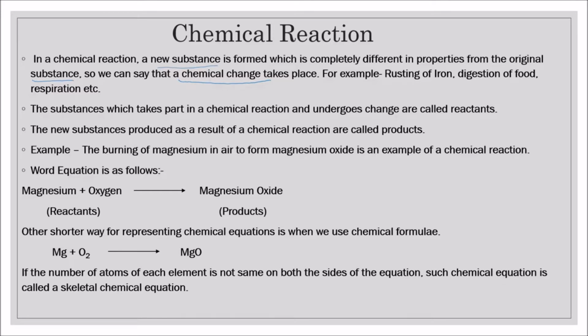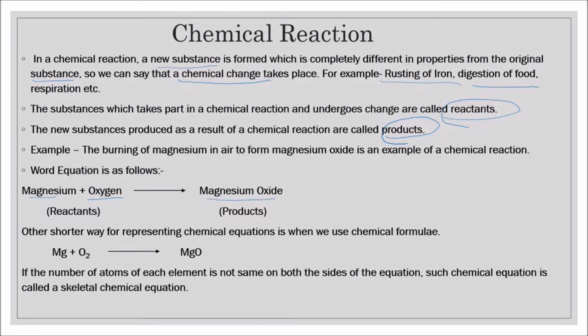What are a few examples? Rusting of iron, digestion of food, respiration, etc. All those substances which undergo a change or which are taking part in a chemical reaction are called reactants. And the new substances which are formed in a chemical reaction are called products. For example, if I burn magnesium in air, it forms magnesium oxide. So we can say magnesium and oxygen are reactants because they are taking part in a chemical reaction and undergoing a change, and the final substance, which is magnesium oxide, is a product.